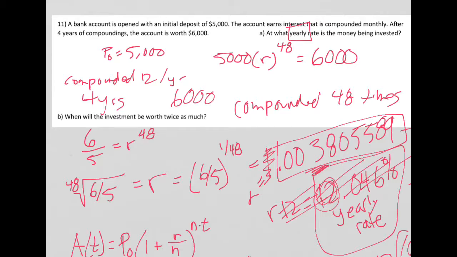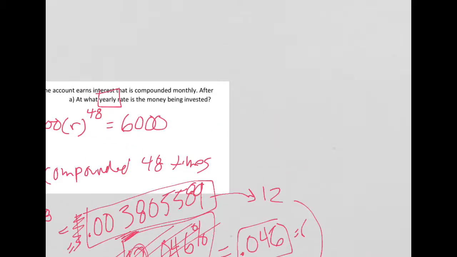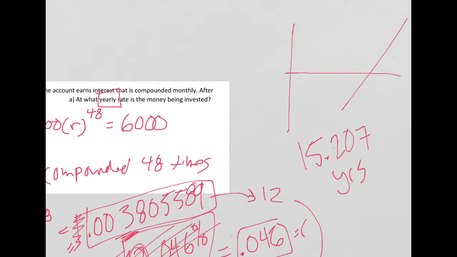When you graph it on that window, you get something that looks like this, really, is all it looks like on the screen, but that's okay because we can find that intersection point. So I can go second, calculate, intersect, enter, enter, enter, and I get that it will take 15.207 years for my account to double in size. That's nuts. This was a hard problem.